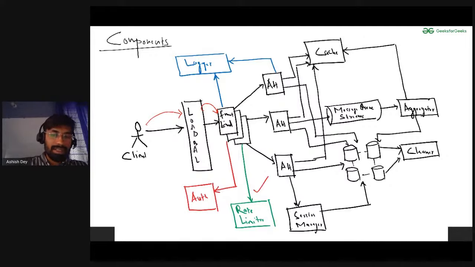Which is over here, and the authorization service is over here. Authentication and authorization service is over here. So this is it. It's a very thin layer. Then the request goes to the application hosts. These we mostly try to keep stateless. Why is that? If you want to scale, it becomes easy for you if they are stateless.